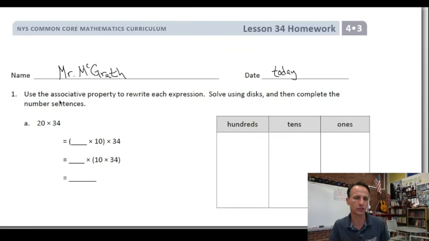So let's do this. We're going to use the associative property to rewrite each expression, solve using this, and then complete the number sentences. I'd like to do over here first so we can see what we're doing. And this is going to look very familiar. Look, 20 times 34. Oh, we can decompose that 20 as 2 times 10, right? And then use the associative property to group together 10 times 34, right? Which leaves 2 times 10 times 34. And then, and I'm going to have to add another line here, let's do 10 times 34.